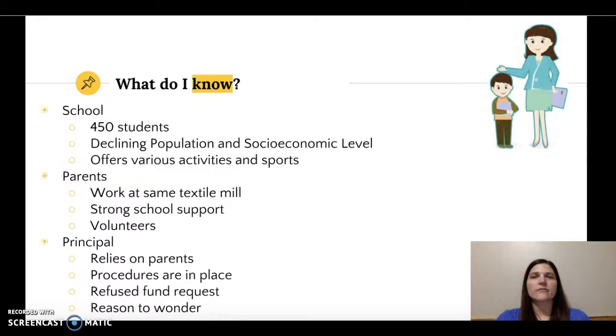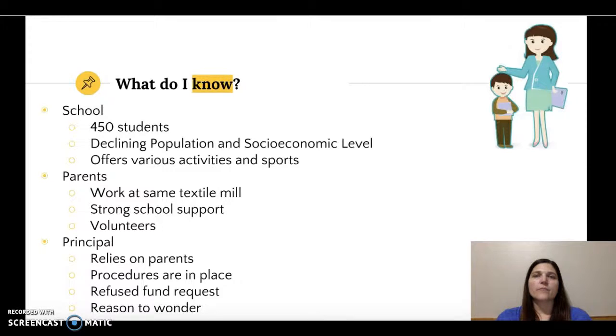The school does offer various activities and events, including sports. Parents mainly work at a local textile mill, and although a lot of the parents are working, they still provide a lot of strong school support. These volunteers help with reading programs, different activities and events, such as concessions and ticket sales at sporting events, like the one mentioned in the case study. The principal relies heavily on these parent volunteers.